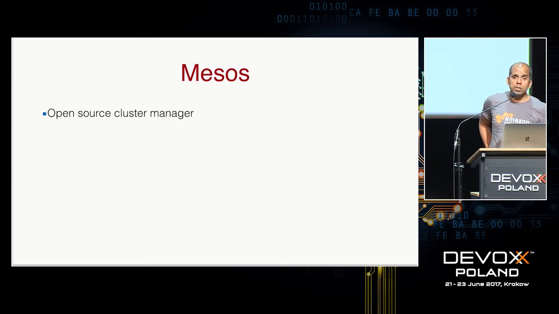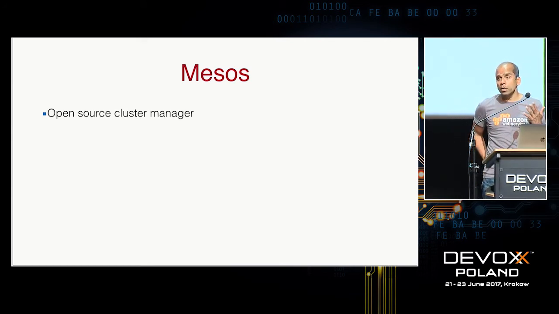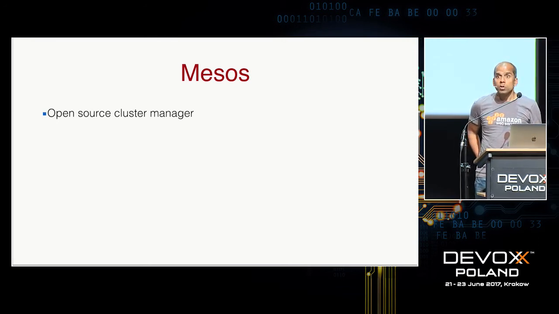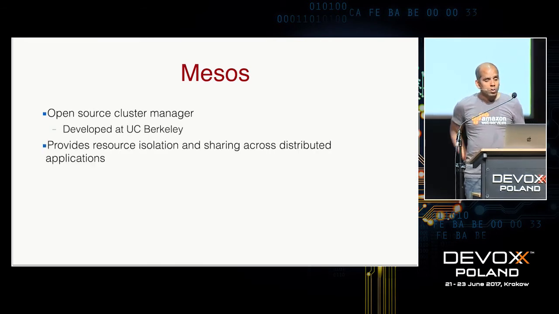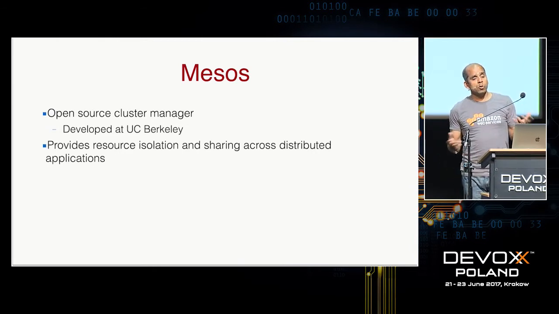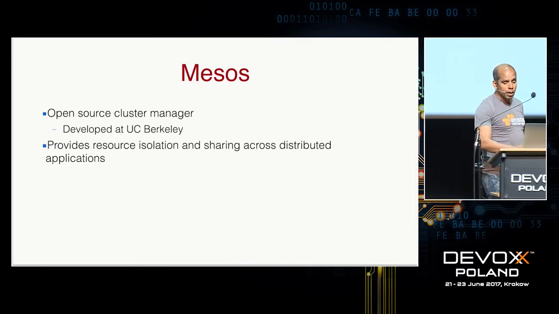So what is Apache Mesos? Apache Mesos was started as a research project in 2009 in UC Berkeley, and it was an open source cluster manager. So this actually predates the time containers were even introduced to the industry. So all it does is it provides resource isolation and sharing across distributed applications. And what does that mean?